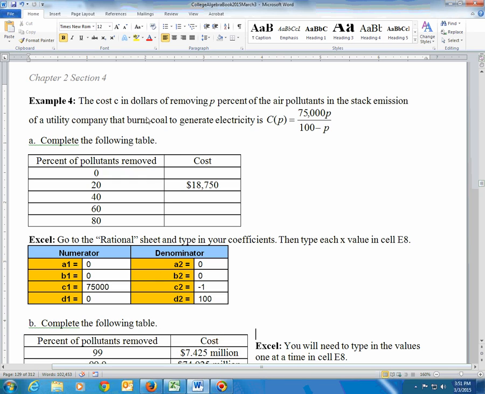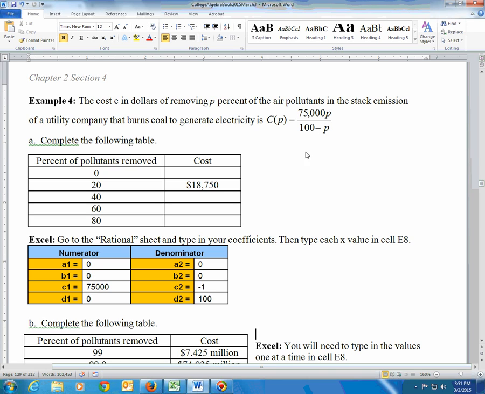Okay, on this problem it says the cost C in dollars of removing P% of air pollutants in the stack emissions of a utility company that burns coal to generate electricity is given by this function. Cost is equal to 75,000 P over 100 minus P. Once you complete a table and so on, now this is a rational function.